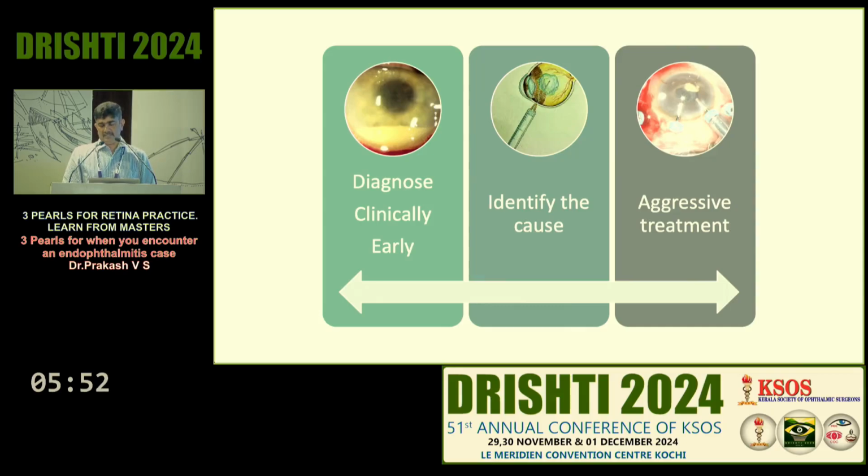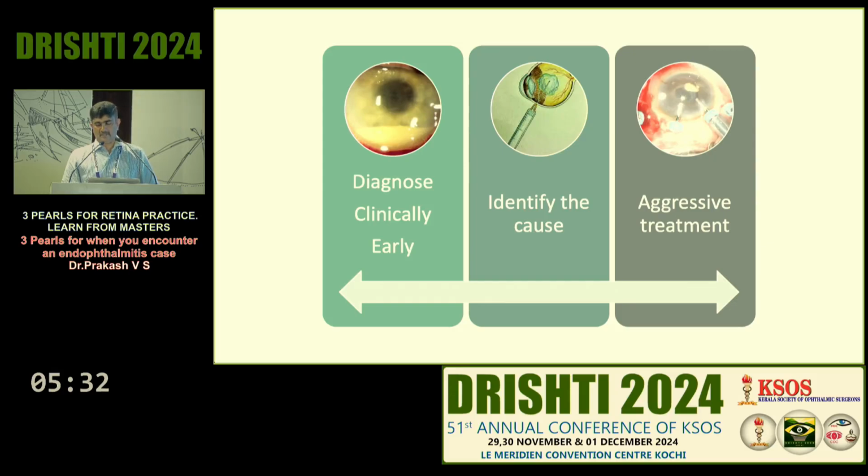We don't have any supportive means to diagnose a case of endophthalmitis. You have to do it clinically and never go into a denial mode. Always think that it can happen to you and diagnose it early. Second is, whenever you have an endophthalmitis, do your maximum to identify the causative organism. And also the third thing is early and aggressive treatment.